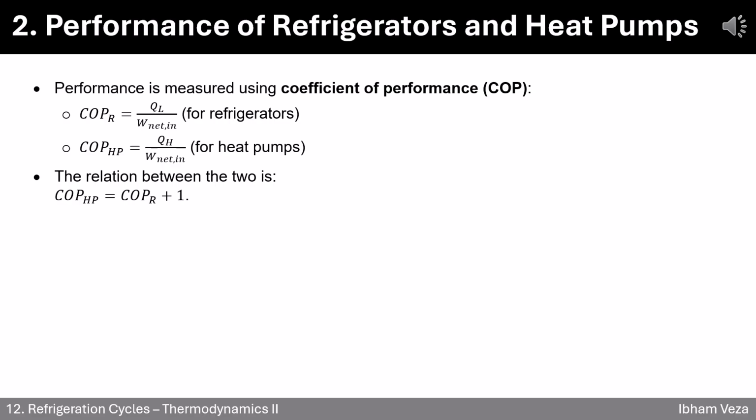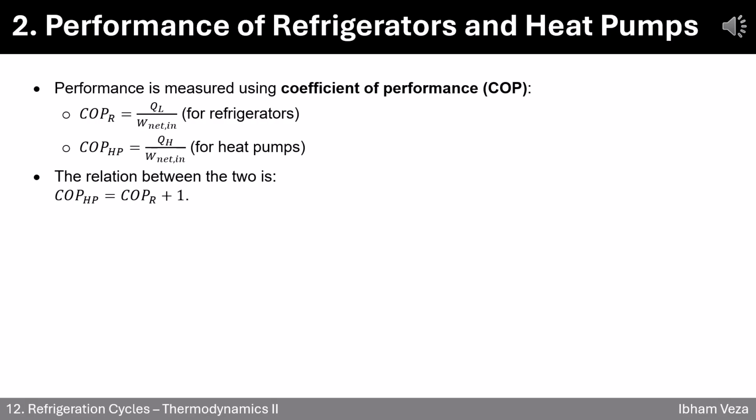Number 2. Focus on coefficient of performance, not just efficiency. When we talk about refrigerators or heat pumps, we don't use the term efficiency. Instead, we use something called the coefficient of performance, or COP, because these devices move heat, not just convert energy. For refrigerators, COP is the heat removed from the cold space divided by the work input. For heat pumps, it's the heat delivered to the hot space divided by the same work input.